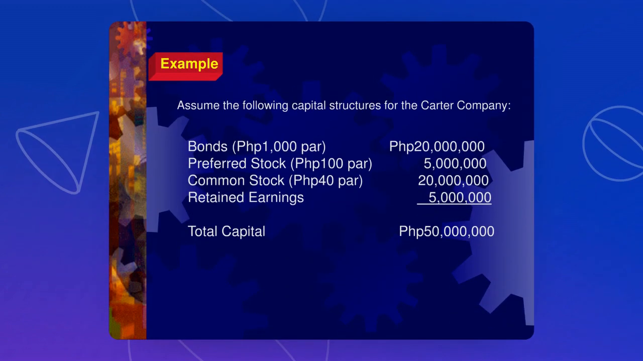Okay, class. What if this is the one? So assume that the following capital structures for the Carter Company is as follows. You have your bonds, 1,000 par, and you have 20,000. You have your preference shares, 100 par, and you have 5 million. You have your common at 40 par, 20 million. And also you have your retained earnings, 5M. How much would be your capital total? You have 50 million. Please take note of that capital structure. That would be your capital structure.